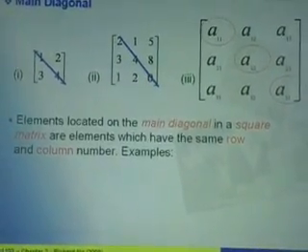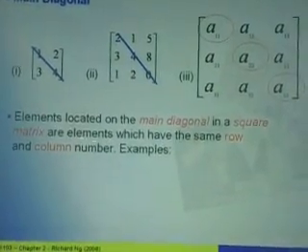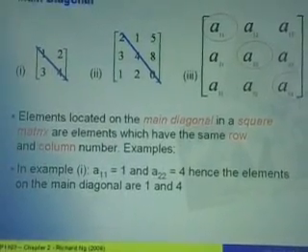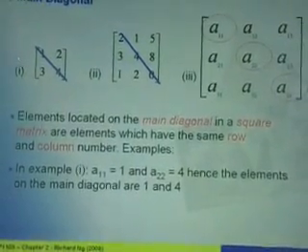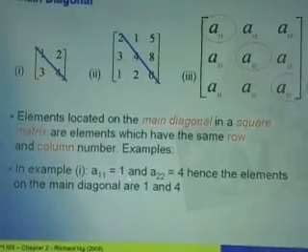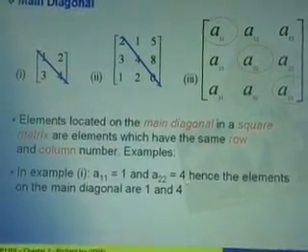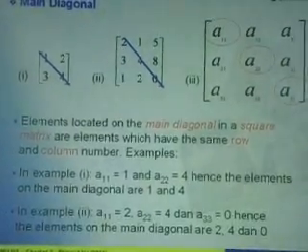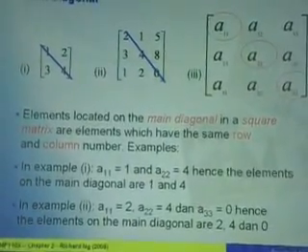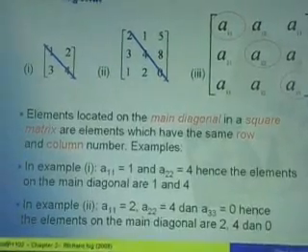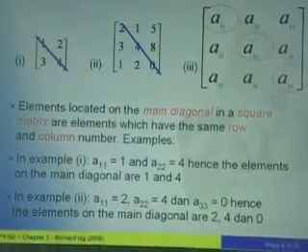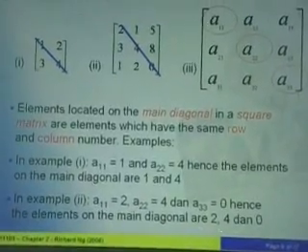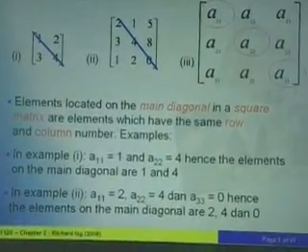Elements located on the main diagonal in a square matrix are elements which have the same row and column. For example, in example 1 just now, A11 is 1 and A22 is 4. Hence, the elements on the main diagonal are 1 and 4. In example 2, A11 equals 2 and A22 equals 4, and A33 equals 0. Hence, the elements on the main diagonal are 2, 4 and 0.